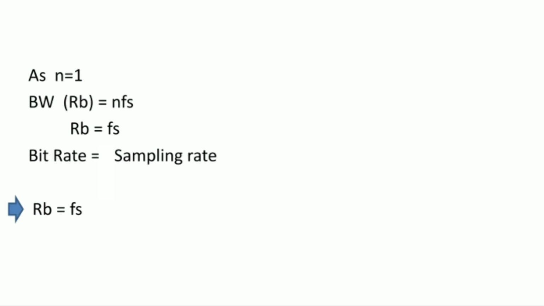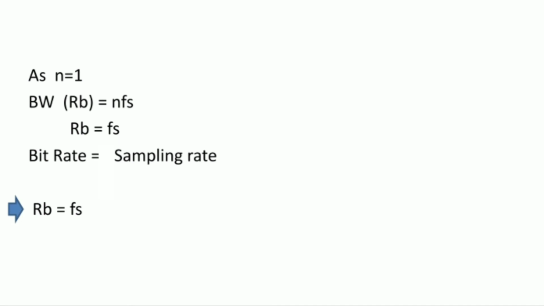Second thing is the bandwidth. As we find RB equal to fs, in delta modulation we require low bandwidth as compared to PCM, that is pulse code modulation, and differential pulse code modulation, because in PCM the bandwidth is RB equal to n fs. As the n value increases, the bandwidth of the PCM also increases. As we proved RB equal to fs, RB is the bit rate that is related to the speed of the transmission.